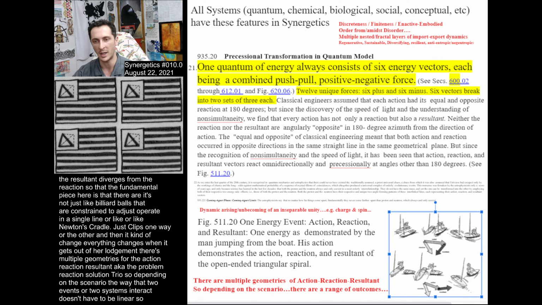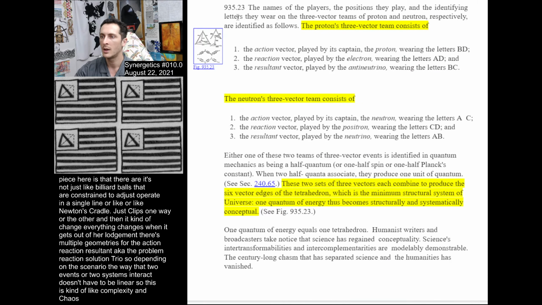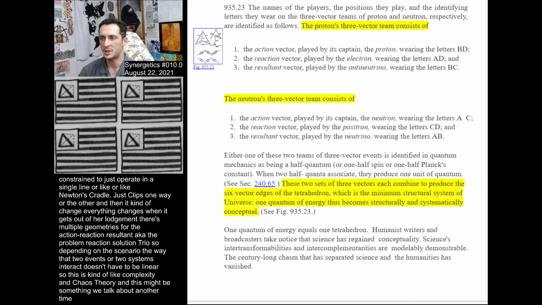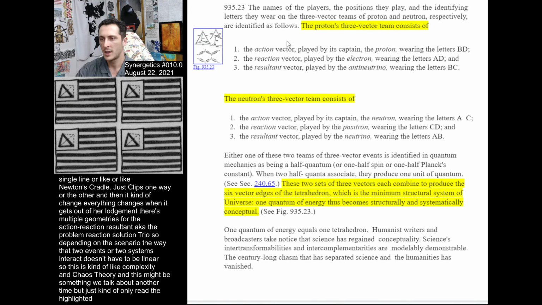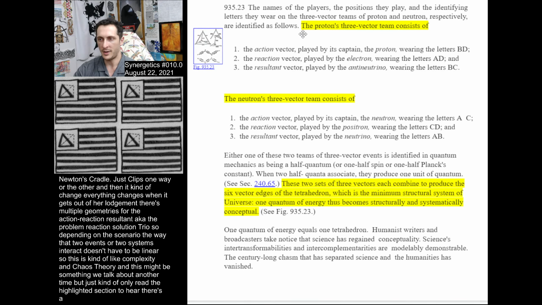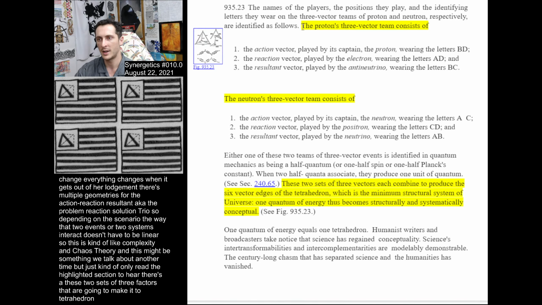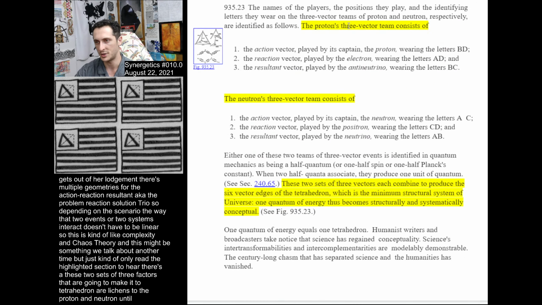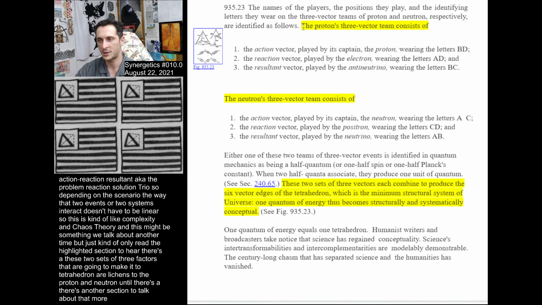So this is kind of like complexity in chaos theory. And this might be something we talked about another time, but just to only read the highlighted sections here: these two sets of three vectors that are going to make up a tetrahedron are likened to the proton and the neutron. There are some other sections that talk about that more, but let's just consider them the teams for now.